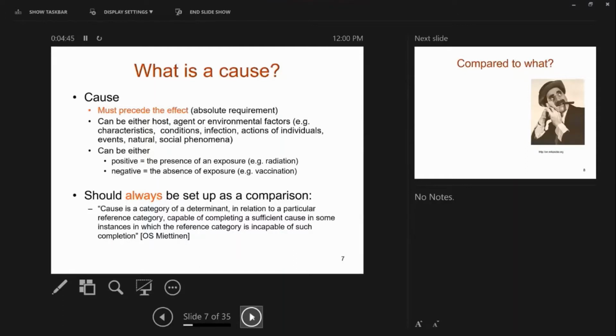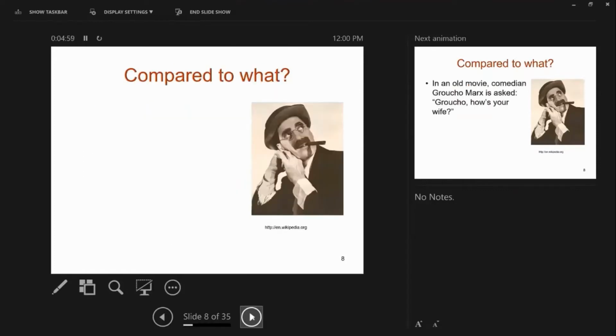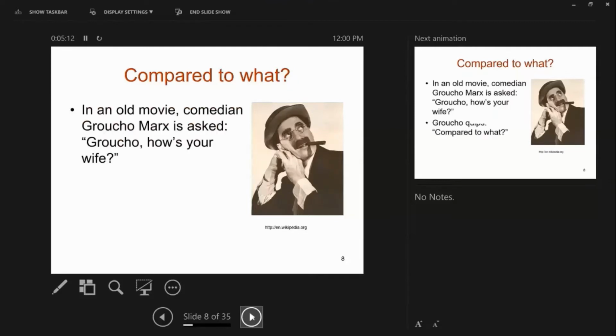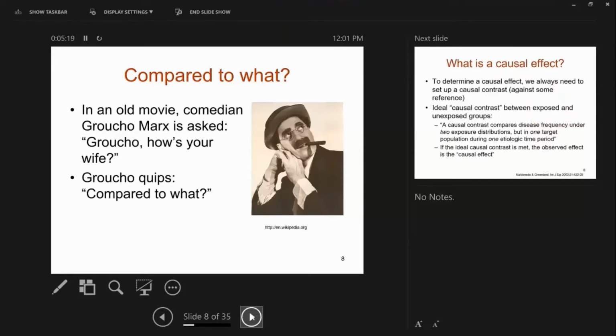The second requirement for us to decide on a cause is that we always set up the cause as a causal contrast. Epidemiologists have a tongue-in-cheek way of being recognized: if you ask them something, they will always put back a question to you, as compared to what? In an old movie, the comedian Groucho Marx is asked, "So how's your wife?" And Groucho says, "Compared to what?" This is a tongue-in-cheek way of saying we are trained in epidemiology to always pose something as a cause only in terms of a causal contrast, or a comparison.